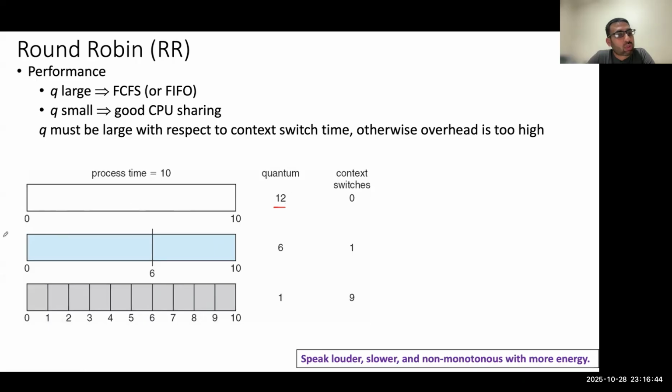So the quantum value is 10. If you schedule that process, it takes only 10 time units. So even before the completion of its time slice, it already completes its execution. So there is no context switch, right?